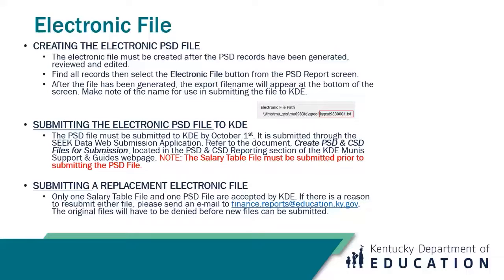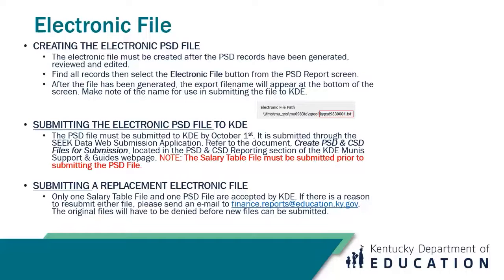You'll find all records and select the electronic file button from the PSD report screen. After the file has been generated, the export file name will appear at the bottom of the screen. Make note of the name for use in submitting the file to KDE. And submitting your PSD file to KDE. This PSD file must be submitted to KDE by October 1st.